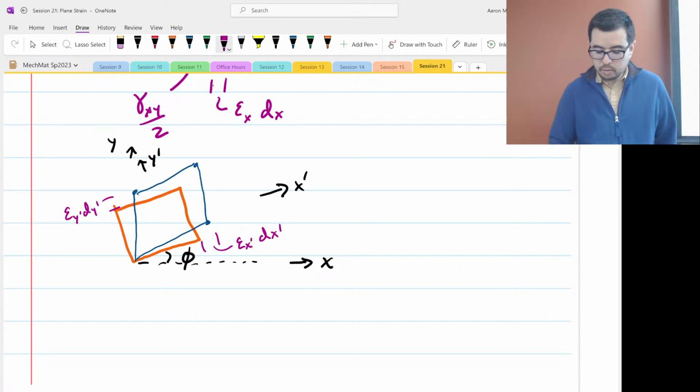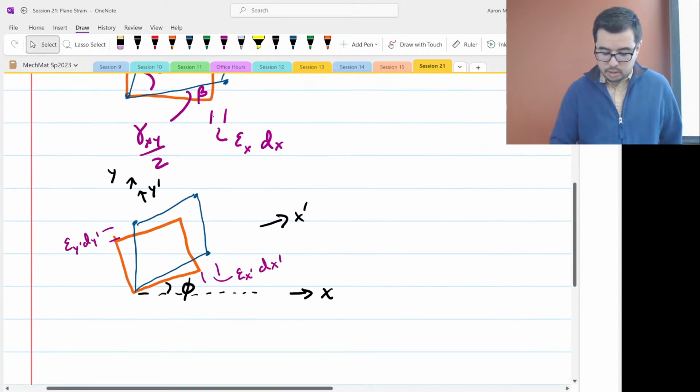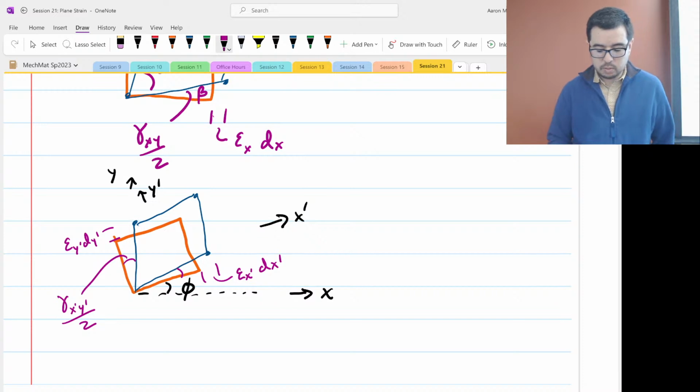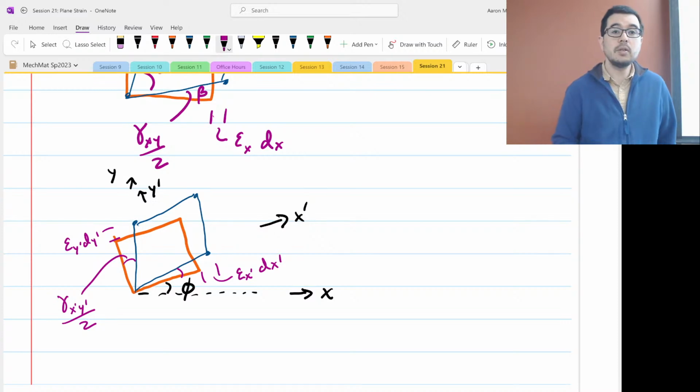Once again, the angles in here and here, those are going to be the shear strain divided by 2. So that would be gamma x prime y prime divided by 2 out there. And that's pretty much it. So that's how we go about plotting these. Oh, there is one other thing.